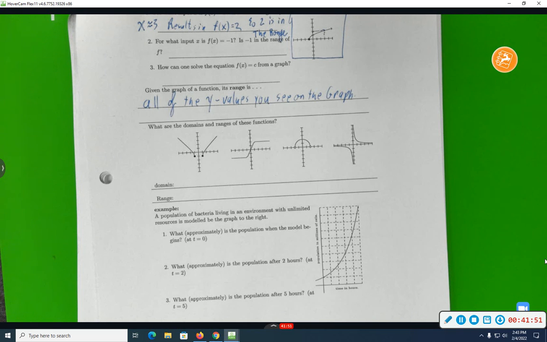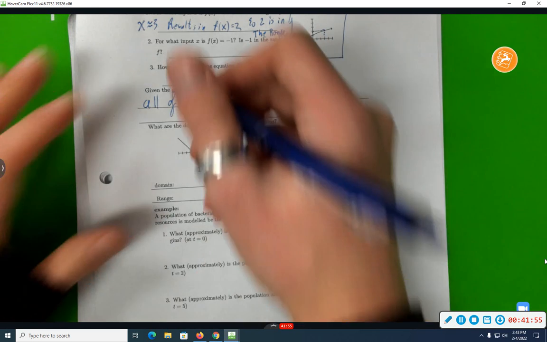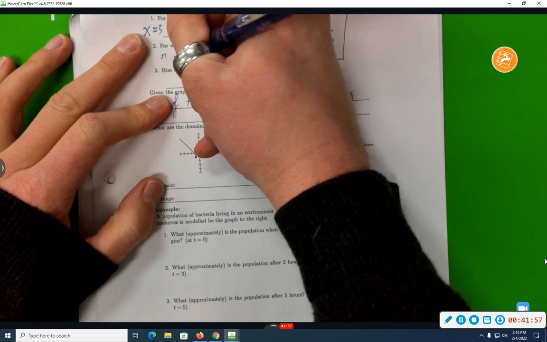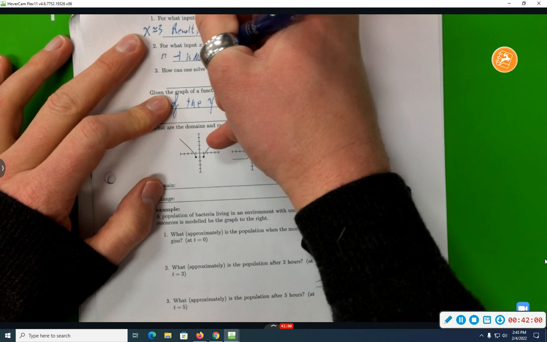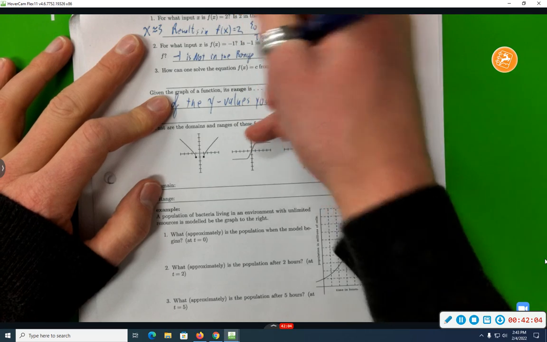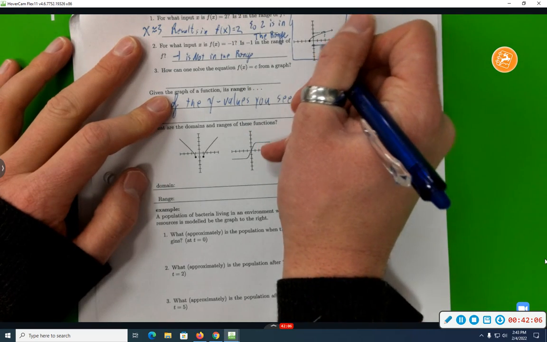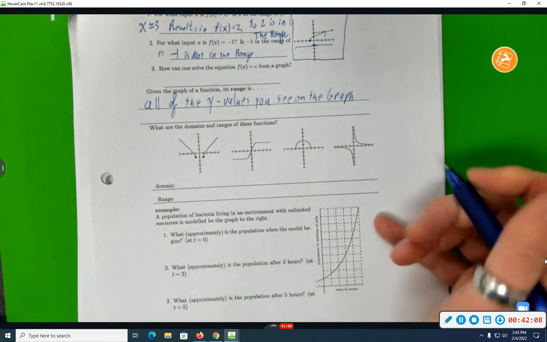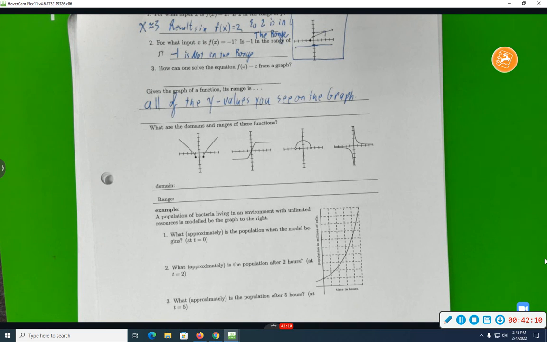No, it looks like all the output values are positive or 0. -1 is not in the range. And all this agrees, right? There's a y value of -1. This graph never achieves that y value. So -1 is not in the range.